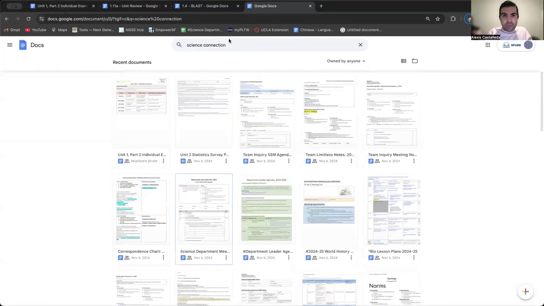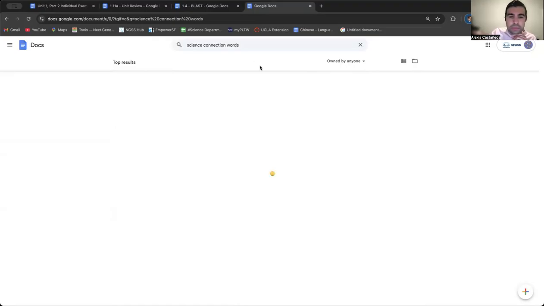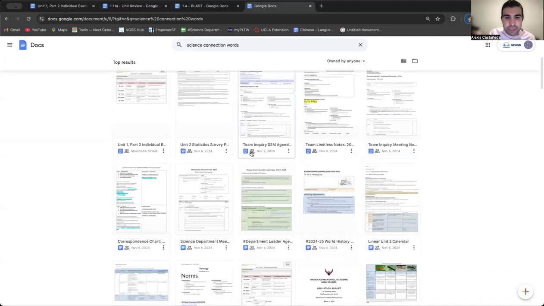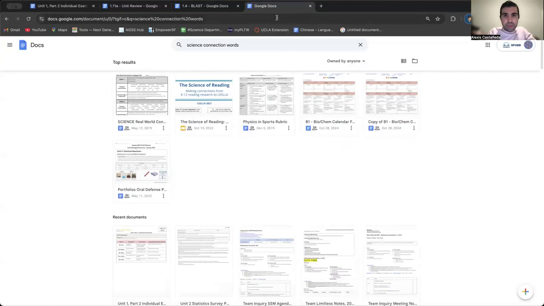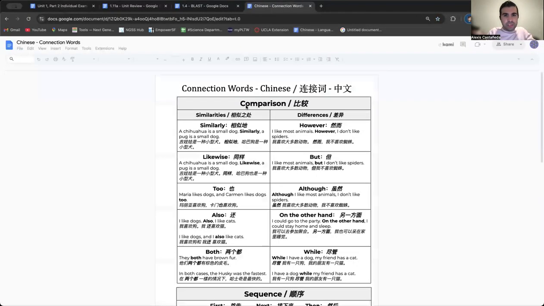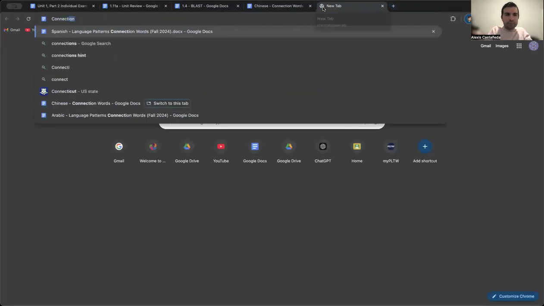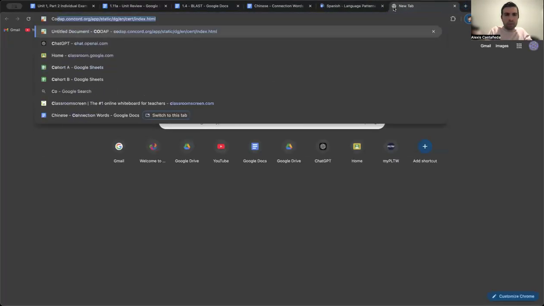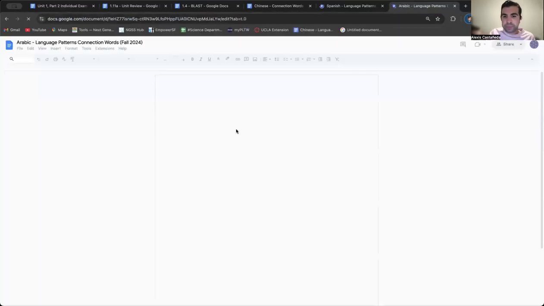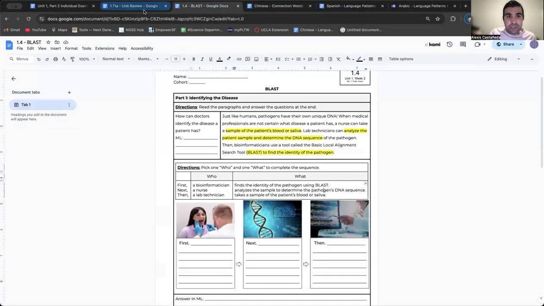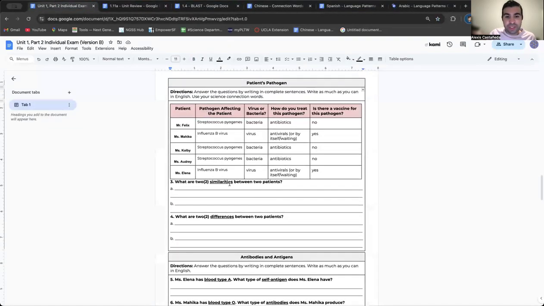So let's see, if we're looking at the connection words, these are for when we're looking at similarities and differences. So similarities and differences, when we want to talk about things that are similar, let's see. Here we have it in Chinese. Connection words. Here we have it in Spanish. Here we have it in Arabic. So if we want to talk about similarities, what are the two things that people have in common?